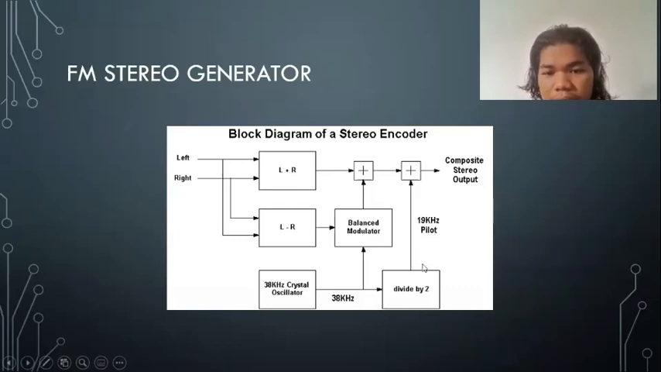And then we have the pilot tone over here. After we add the difference signal and the 38 kilohertz signal, we then mix it with the L plus R signal, or the sum signal, and then we put it through a mixer with the 19 kilohertz pilot tone before transmitting the end product of the signal.